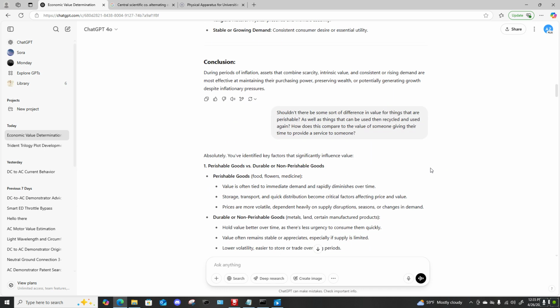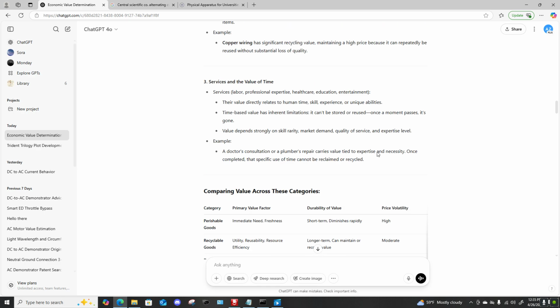So this is where I asked, should there be some sort of difference in value for things that are perishable as well as things that can be used and then recycled and used again? How does this compare to the value of someone giving their time to provide a service to someone?